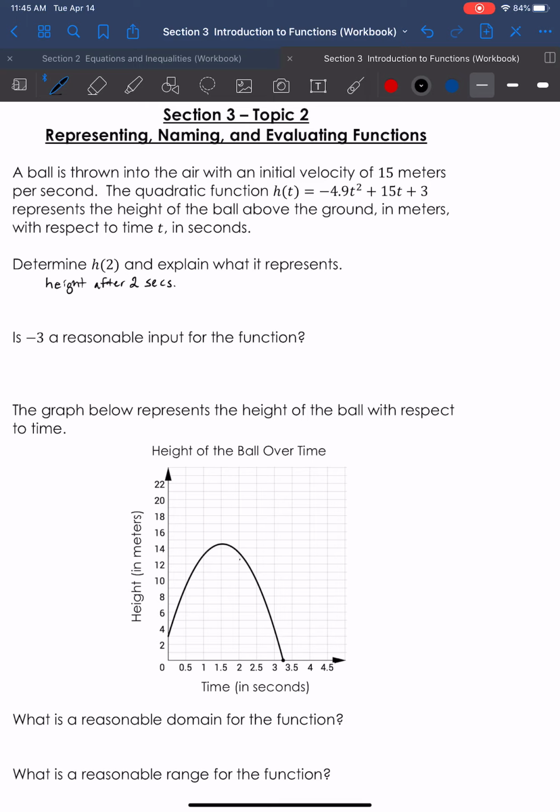So one way we could look is go to 2 seconds, and we see that that is between 13 and 14, roughly in the middle. So we know that our answer should come out to somewhere between that, around 13.5. But let's go ahead and evaluate this h of 2 function.